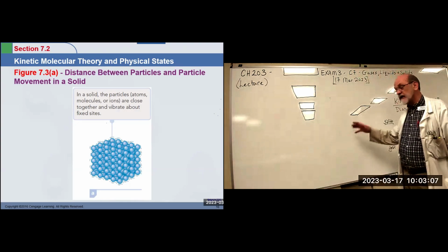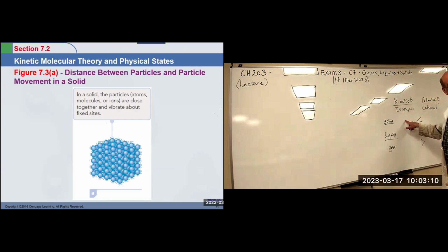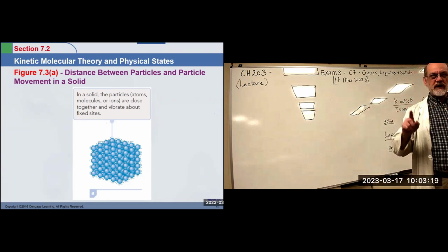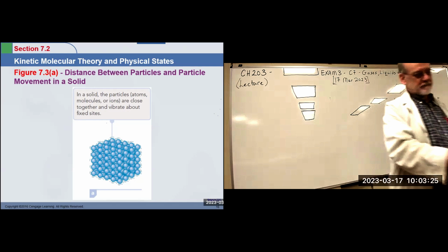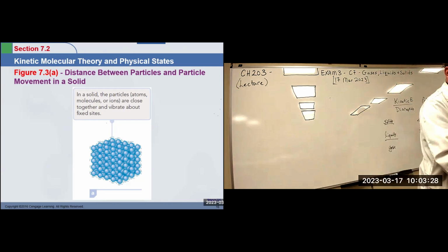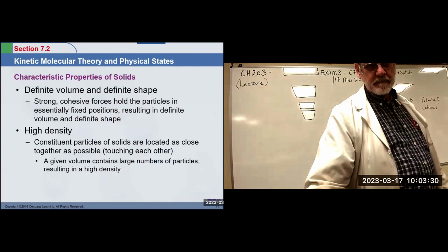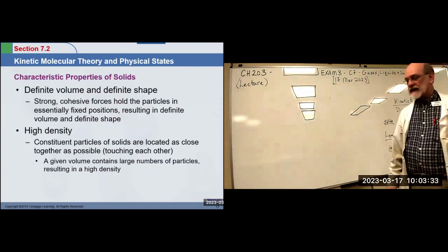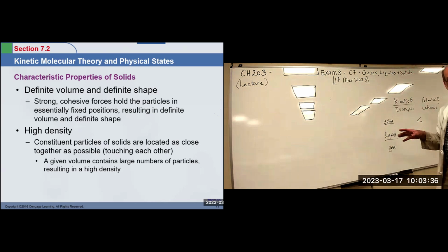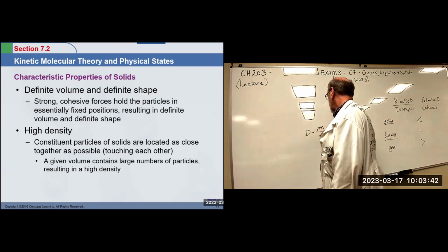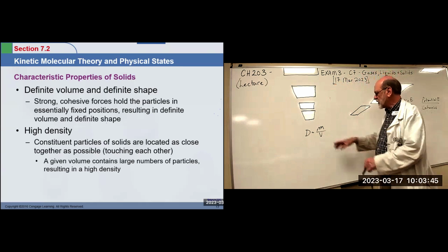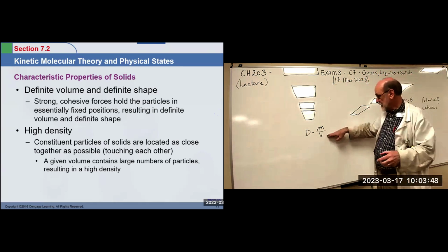Now, the particles still have kinetic energy, right? We haven't done away with kinetic energy. It's just that it's small, and it's not a linear translation to a great extent. It's more like a vibration. So they are moving back and forth. And because the particles are so close together, they tend to give us a higher density. Remember, the formula for density is mass per unit volume. So if we decrease the volume by bringing the particles closer together, then the density goes up.